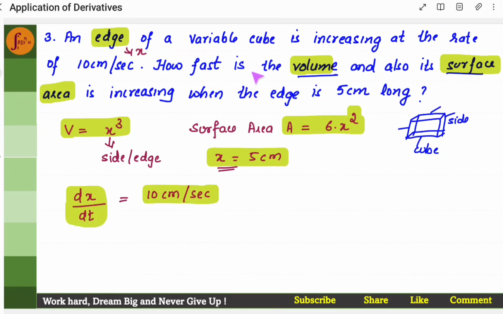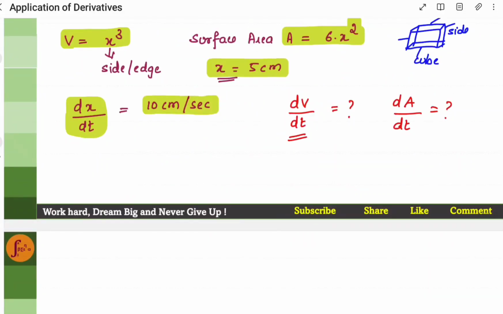Now, how fast is the volume increasing and how fast is surface area increasing? So what should we find out? We'll have to find out how fast is volume increasing. That means we have to find dV by dt, right? How fast? Fast means time. So dV by dt. Then how fast is surface area increasing? That means dA by dt. We need to find this. Let's start with dV by dt.